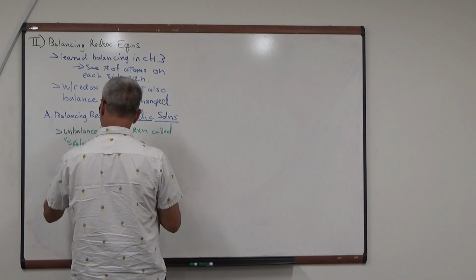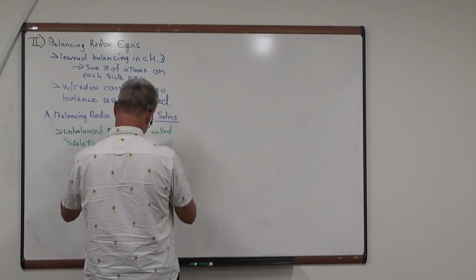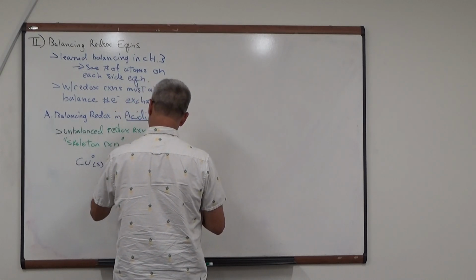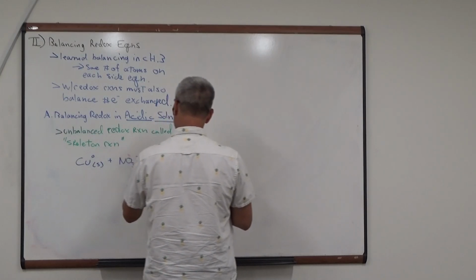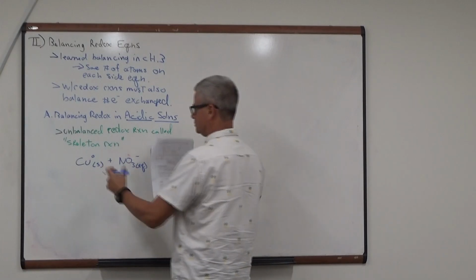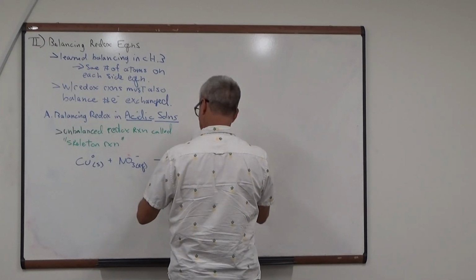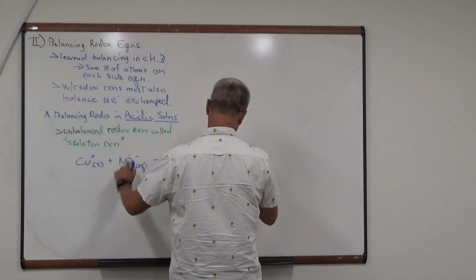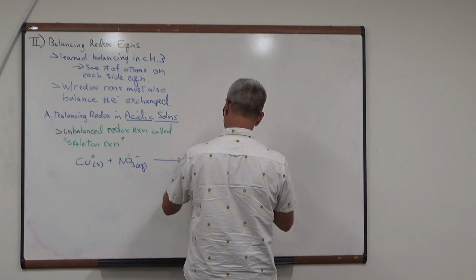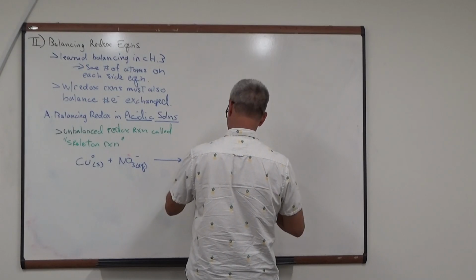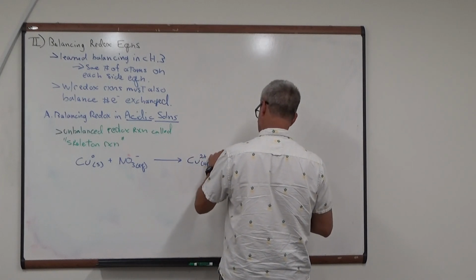All right, so pure copper mixed with nitrate. A lot of these don't have the counterions. If your skeleton reaction doesn't have the counterions, then you don't have to worry about it. So, whatever cation went along with that, and so forth and so on. Copper 2 plus, and plus nitrite.